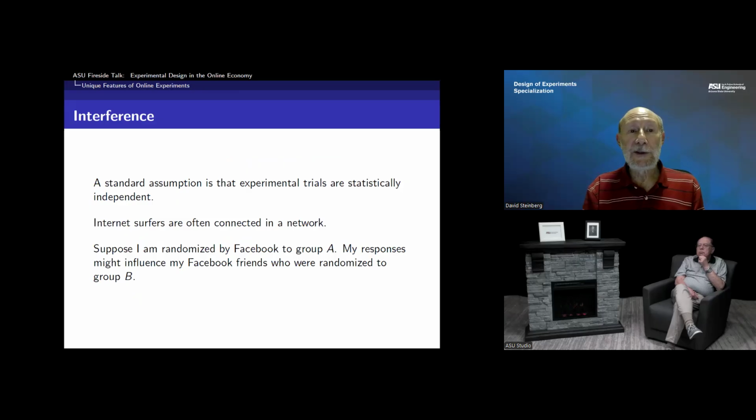Interference is related to a very standard assumption, something that I think most of you, if you're running experiments, can take almost for granted, almost without thinking about it. Your instructor writes on the slides, the data are statistically independent, right? Well, maybe not. If you're Meta and you're running an experiment, your users are connected in a network and you know an awful lot about that network. So if you're randomized in a Facebook experiment to group A, then my responses certainly might influence Facebook friends of mine who were randomized to group B. So you have to be pretty careful about how to take account of this potential.